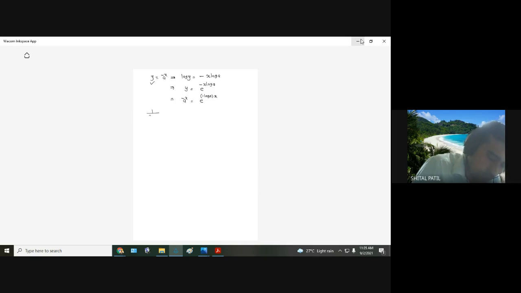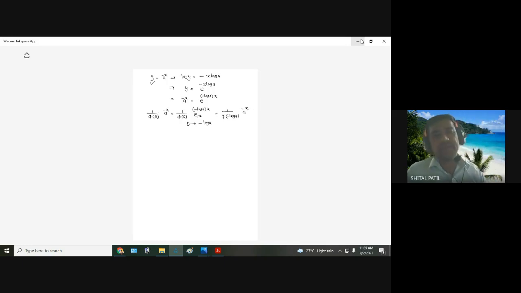So say I want to operate 1 upon phi of d on a raised to minus x. That is operating 1 upon phi of d on e raised to minus log a x. But what is the shortcut method formula for exponential function? We have to replace d by the coefficient of x, in this case minus log a. So phi of minus log a. But what is this function written here? a raised to minus x. Getting everyone? Are you getting this?